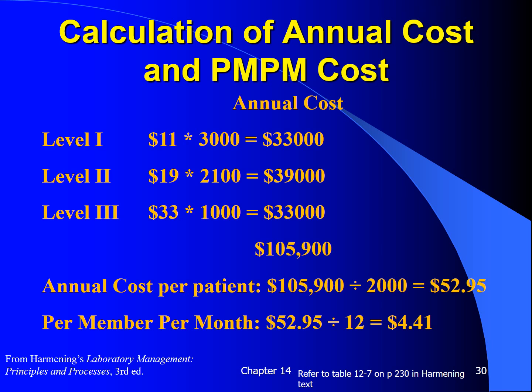If there were 2,000 patients in the community HMO, the laboratory would need to receive from the HMO a fee of at least $4.41 per member per month to cover their costs. If the laboratory performs less than the estimated number of tests or can lower their unit cost, they can realize a profit on testing. If testing orders exceed estimation, the lab would be responsible for absorbing the additional costs.